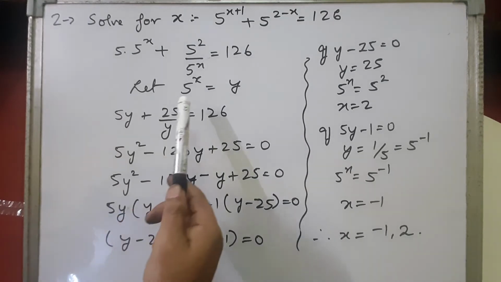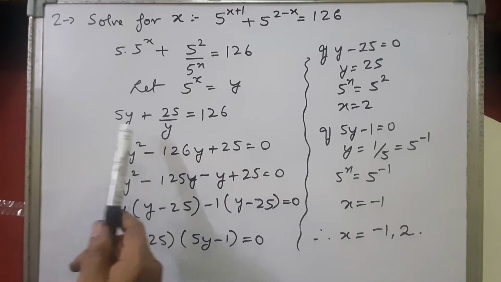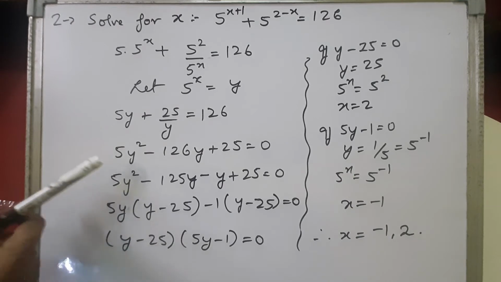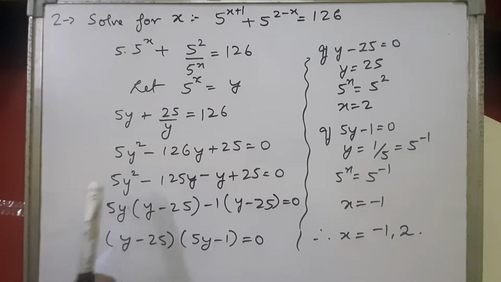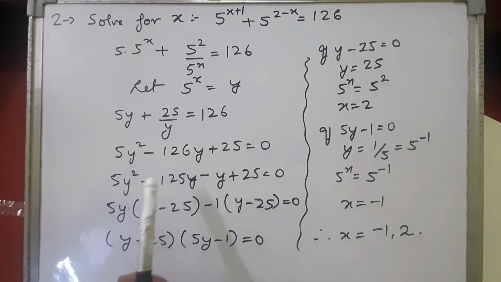Then we'll assume that 5 to the power x equals y to make a quadratic. So it will become 5y plus 25 upon y equals 126. Taking y as the LCM and cross multiplying at the same time, we get 5y square minus 126y plus 25 equals 0. When we factorize by splitting the middle term, we'll get 5y square minus 125y minus y plus 25 equals 0. Taking common 5y, we get (y minus 25) bracket into bracket (5y minus 1) equals 0.